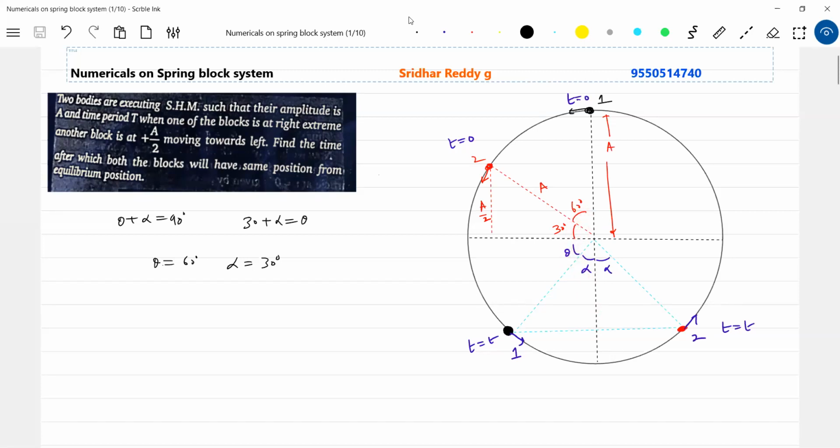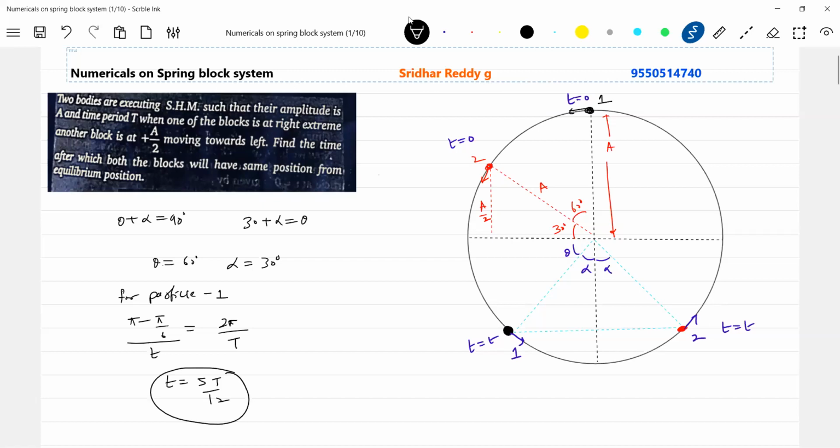For particle 1, what is the angular displacement? Pi minus pi by 6, in an interval of time t. For one full oscillation, the angular displacement will be 2 pi and the time taken will be capital T. That is given. Solving this, we get 5T by 12. Very good, tricky problem.